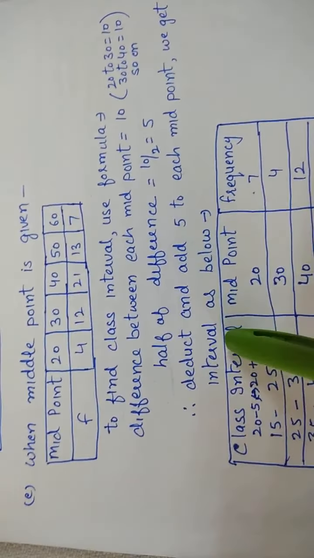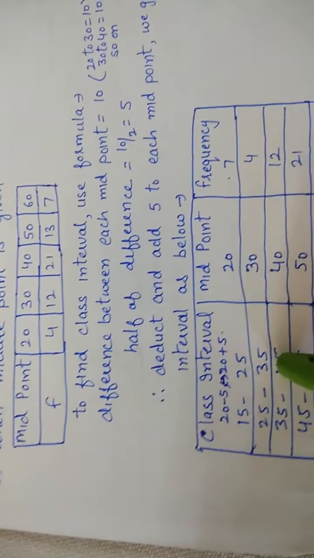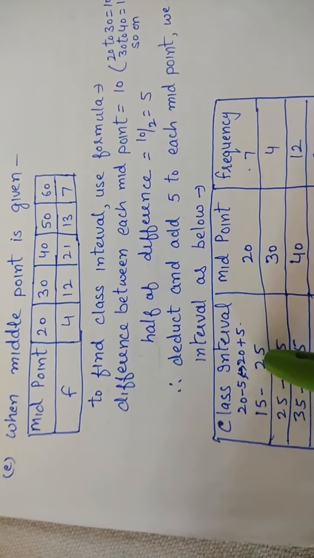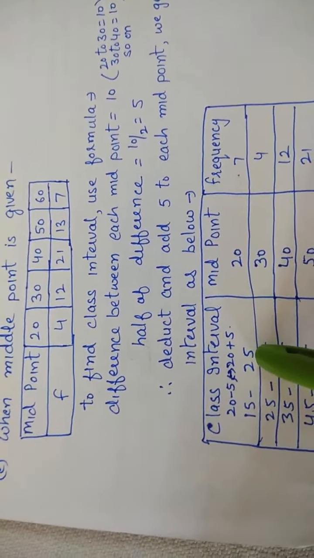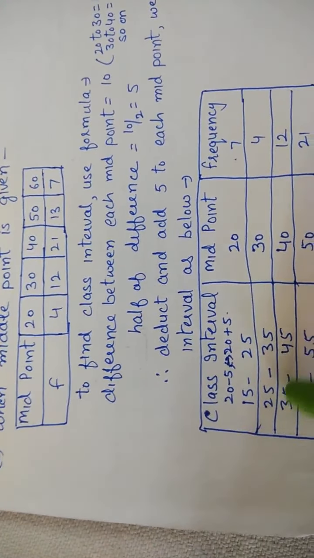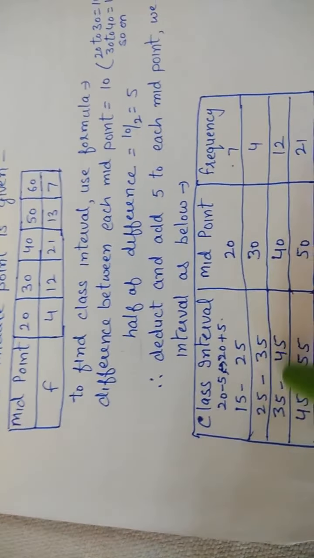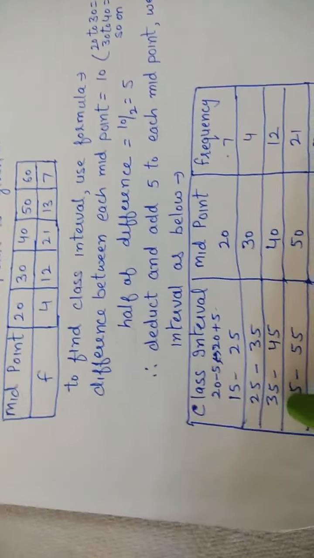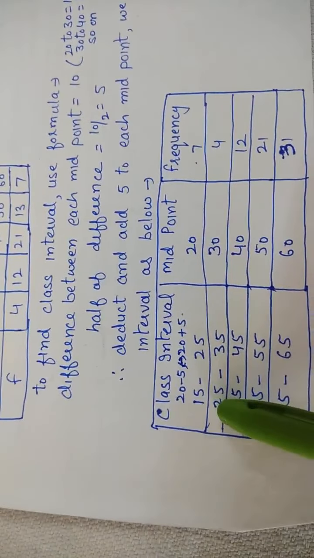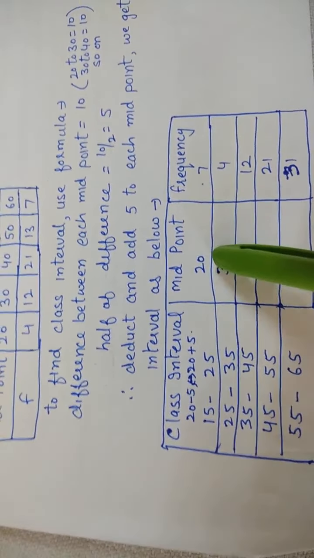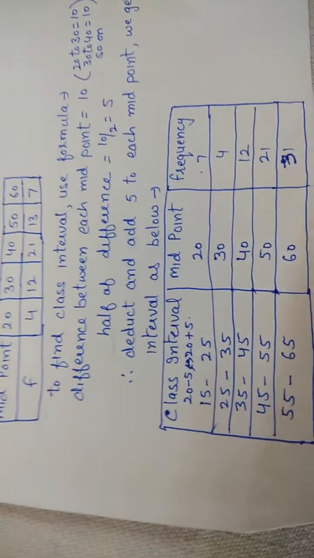Like 20 minus 5, 15, and 20 plus 5, 25. This is our first class interval. Then so on with a difference of 10: 25 to 35, 35 to 45, and so on. Midpoint: 15 plus 25 divided by 2 is 20, and so on.